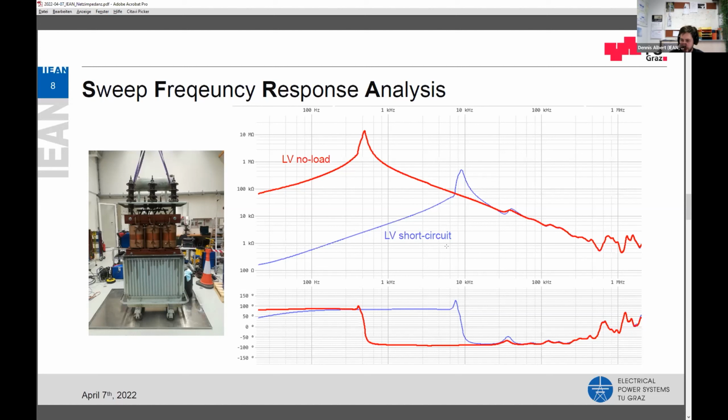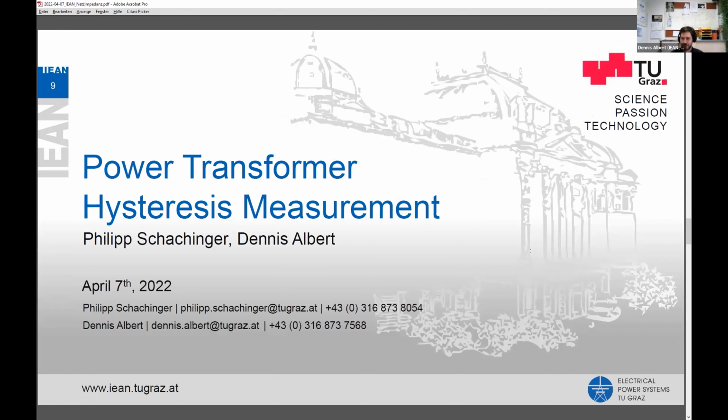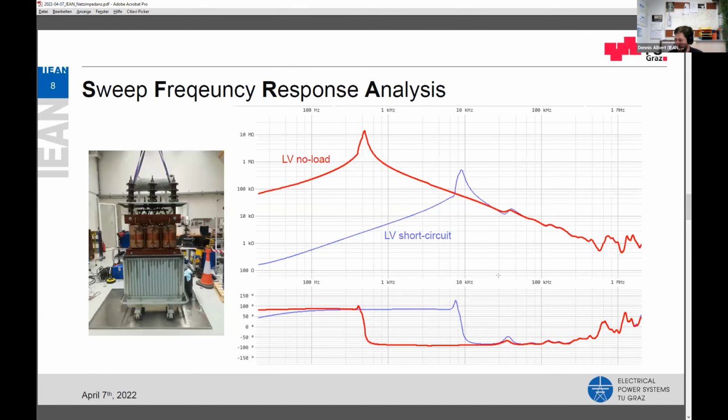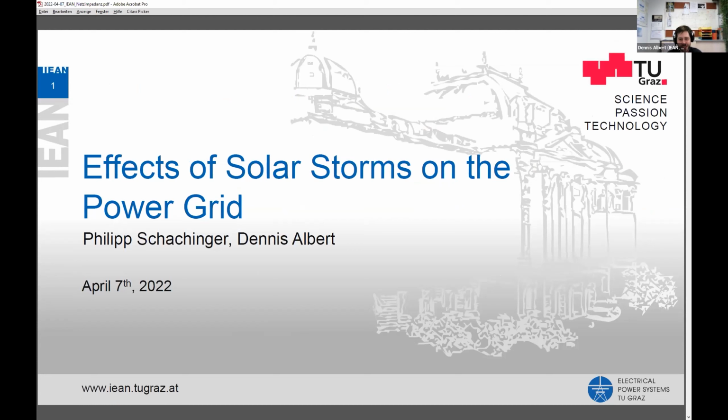As the generation moves from, let's say, big thermal power plants towards renewable, smaller generation, this change in generation probably also affects our distribution stability and operability. So that was just a small topic, something different about solar storms, power transformers and all that. And feel free to ask any questions. Thanks.